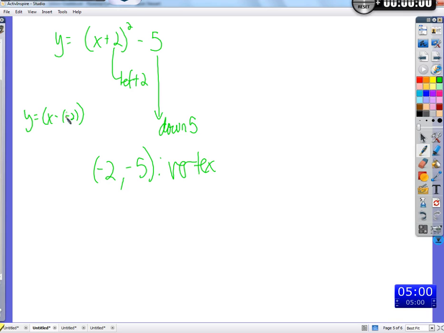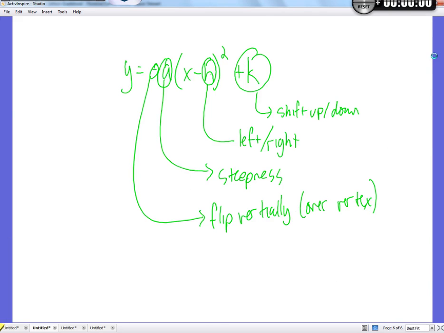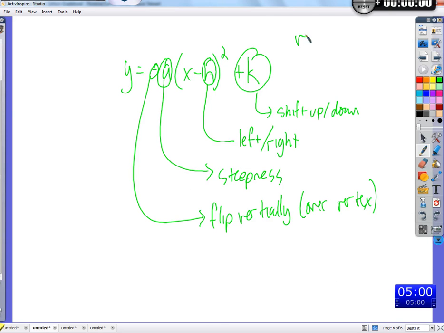So that's h plus k, but that was not as odd to us, right? Plus a negative 5. Well, whatever h and k are, your vertex is at h comma k, as long as you remember to write it as minus h. And that's why, if it's written this way, it's called vertex form.